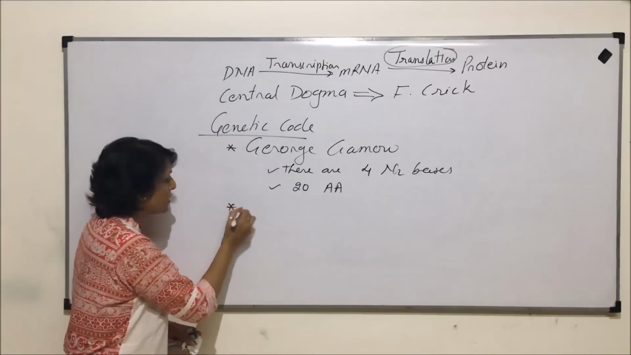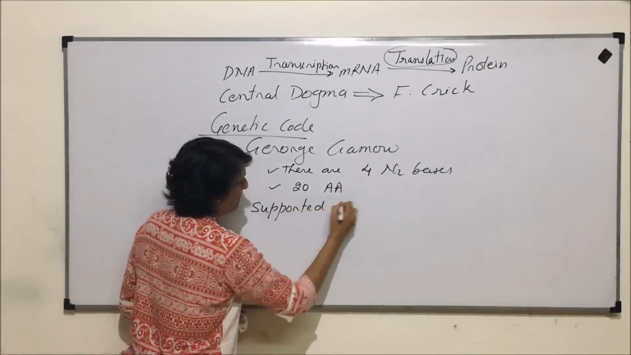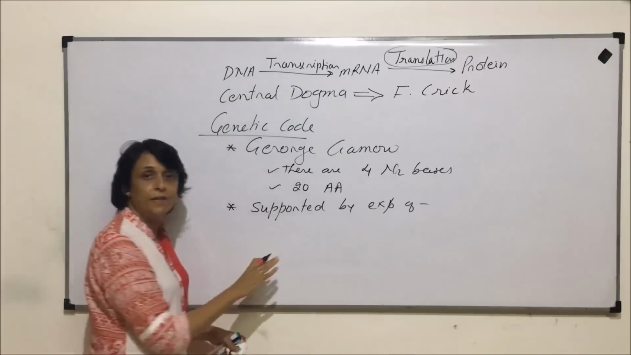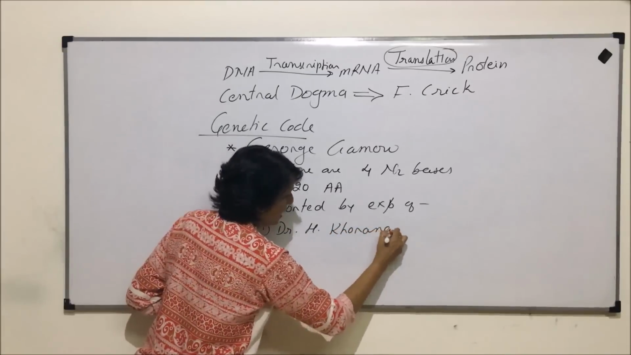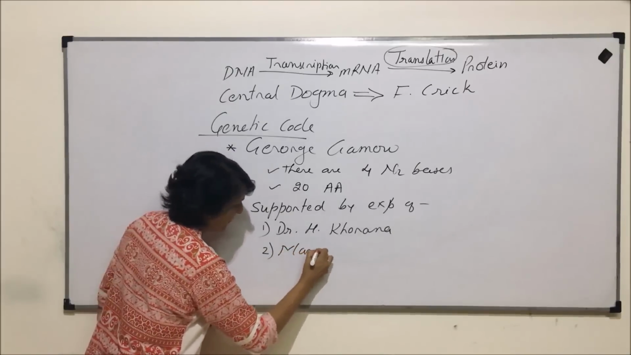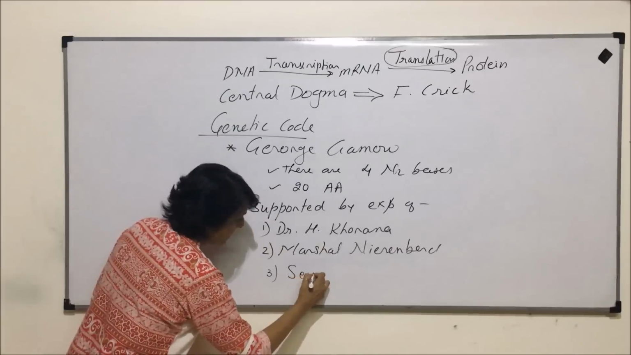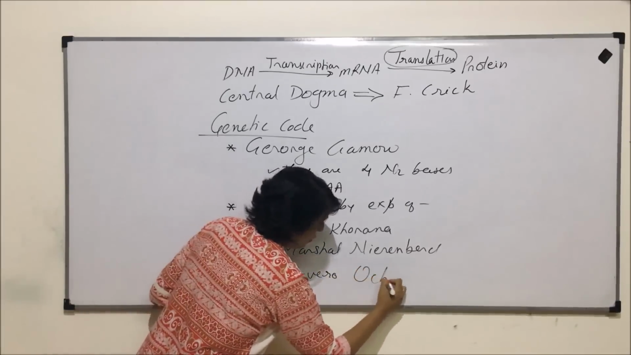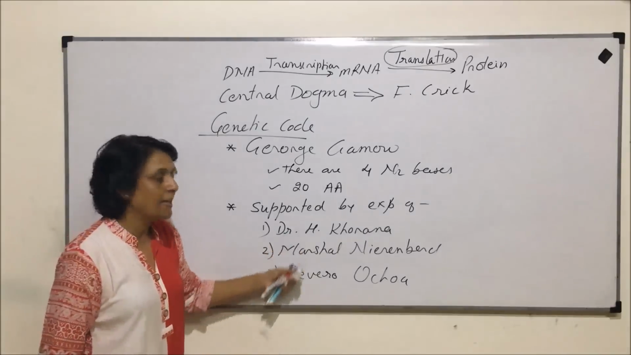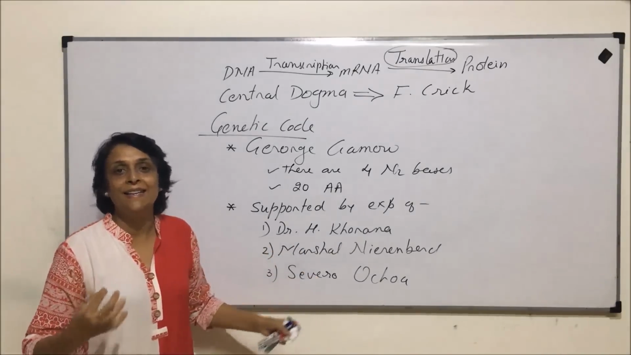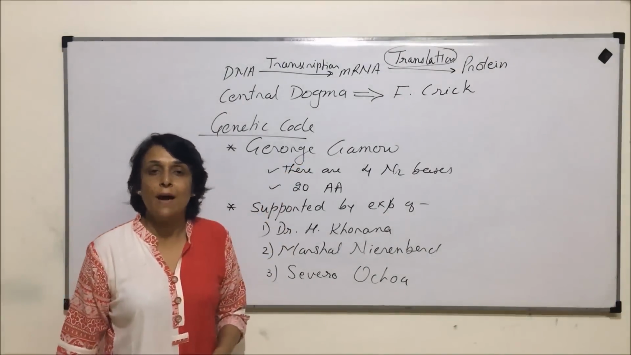His idea was supported by the experiments performed by three other scientists. First was Dr. Hargobind Khurana. Second was Marshall Nirenberg. And third was Severo Ochoa. These three scientists performed various experiments which resulted in formation of RNA and DNA molecules, which helped or supported the concept of the genetic code, which was given by George Gamow.